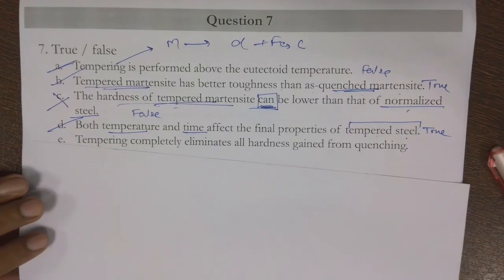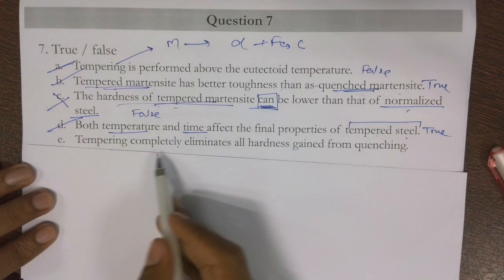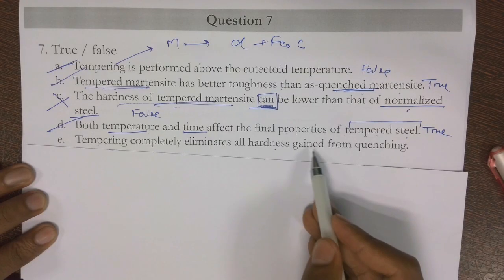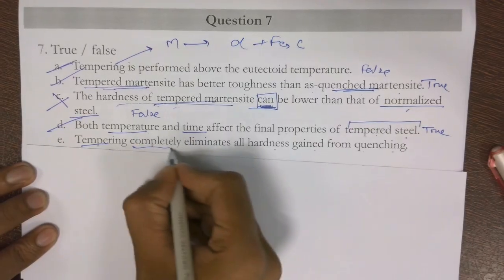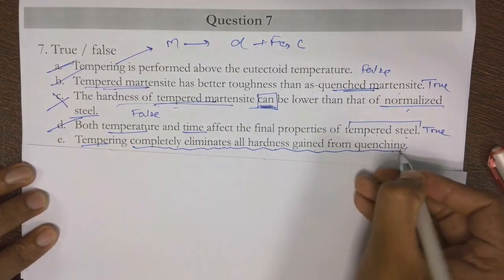Let's go to the D. Let's go to the E. Tempering completely eliminates all the hardness gained from the quenching. Answer is false.